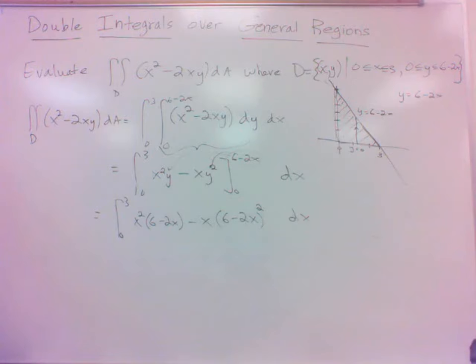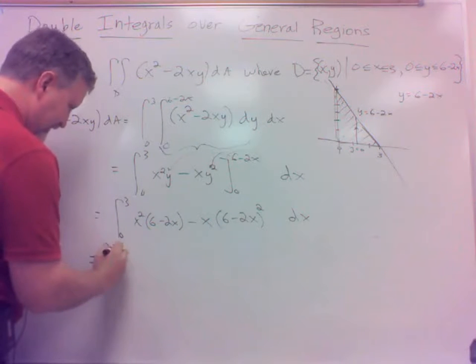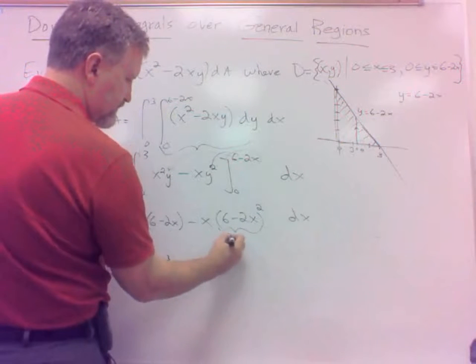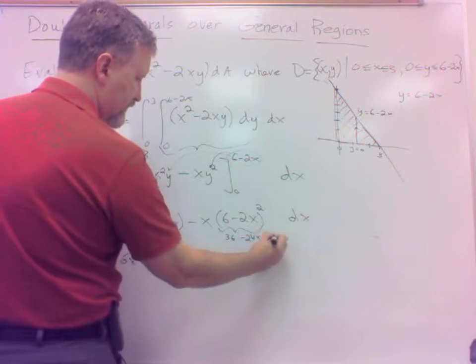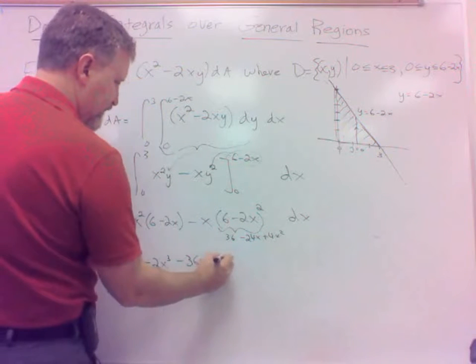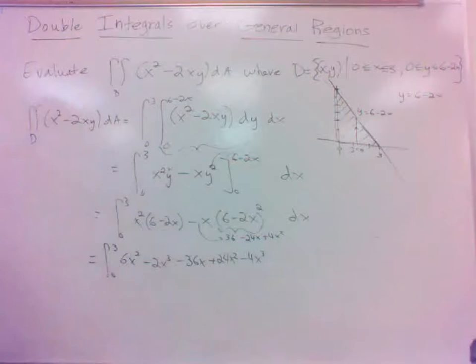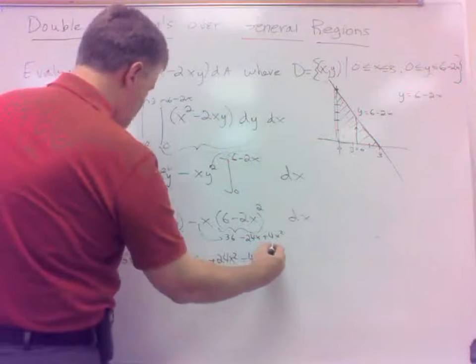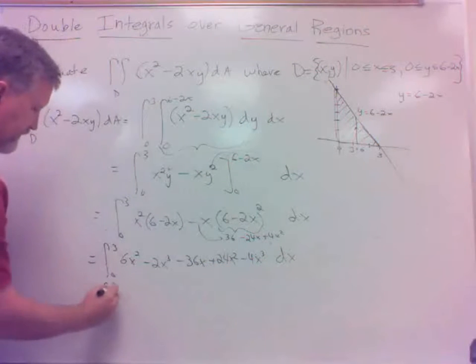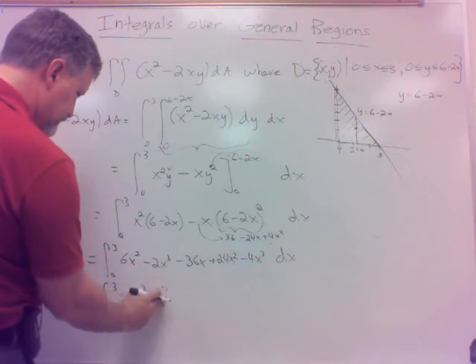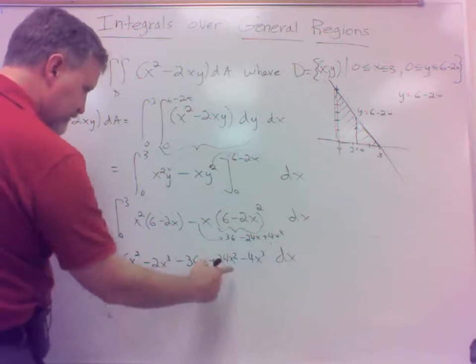And I believe now we need to integrate that with respect to x, so I believe it would be easiest to go ahead and multiply all those out. 6x squared minus 2x cubed. This would be 36 minus 24x plus 4x squared, and so that would be minus 36x plus 24x squared minus 4x cubed if I distributed my minus x there. Check me if I'm right there. Look right? And so that is 0 to 3. We got minus 6x cubed minus 30, whoops, plus 18x squared minus 36x.